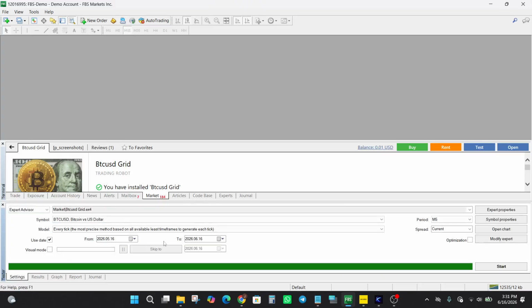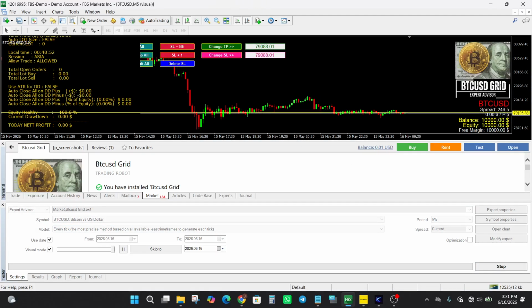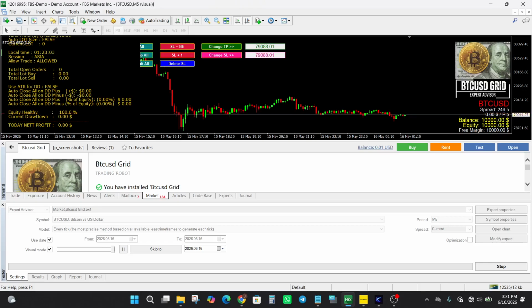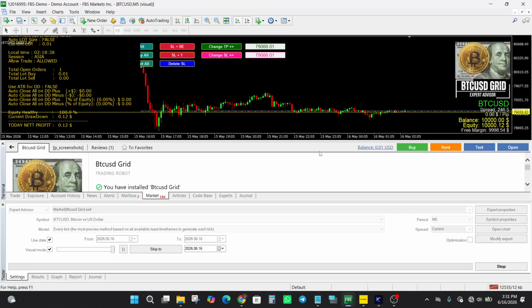So let's just look at how the EA looks in action. I'm turning on the visuals and let's see. As I review the chart activity, I want to see how trades are added as price moves, how exposure builds during trending or volatile phases, and how the system manages recovery or continuation phases within the grid structure.